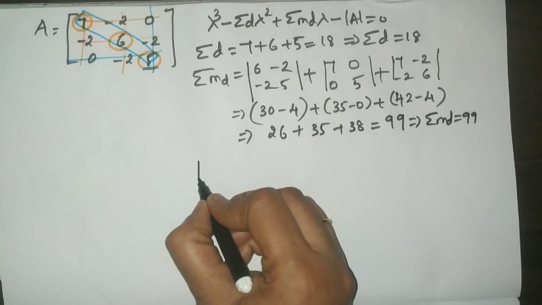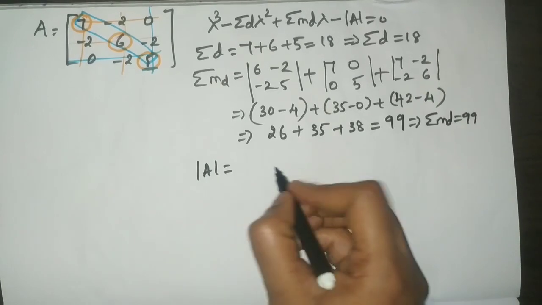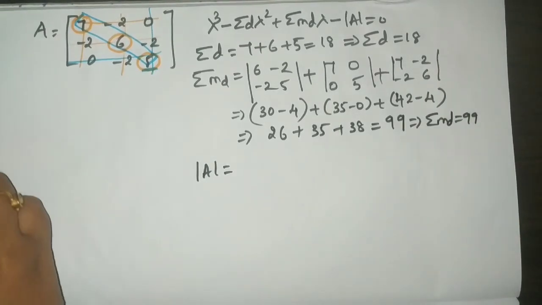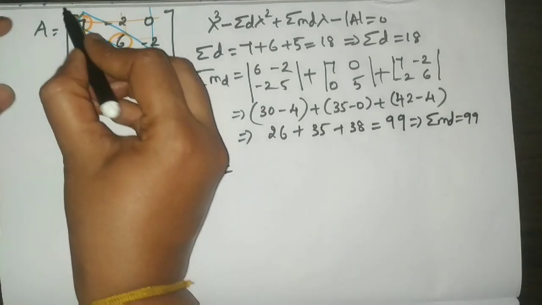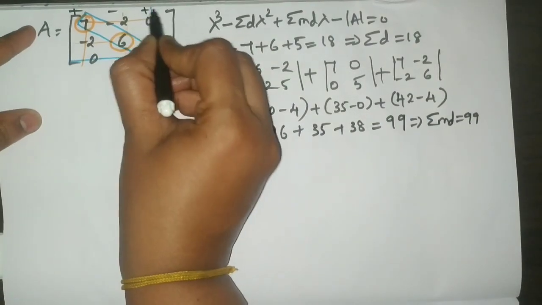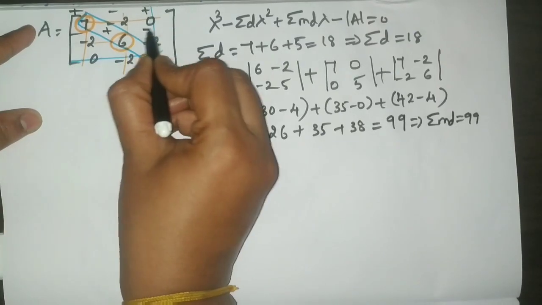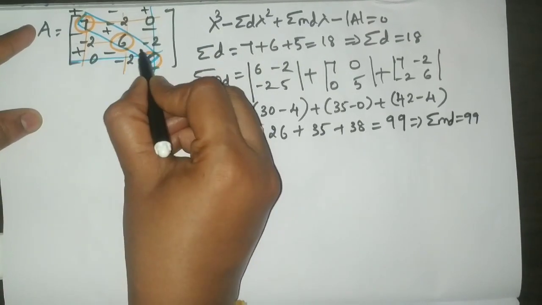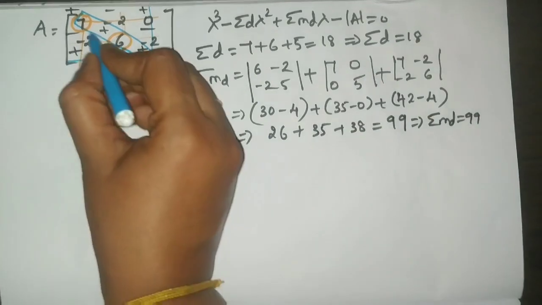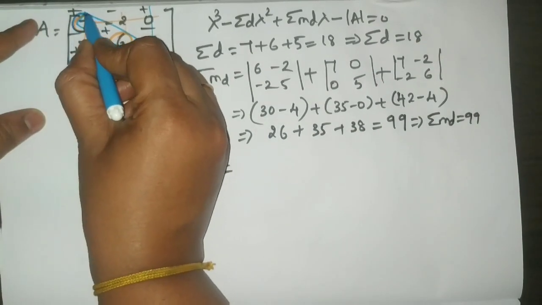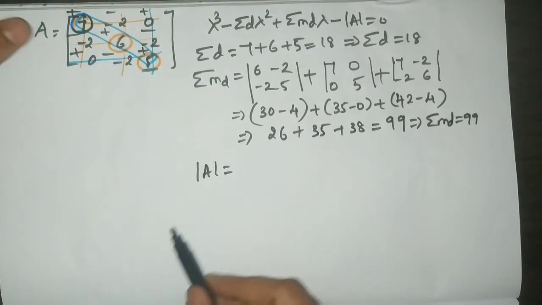So the last value we need to find is the determinant of A. How to find the determinant of A? Same matrix, you have to take the sign. So we have positive, negative, positive, negative, positive, negative, and positive, negative, and positive, right? So now I am going to take the first row, first element, that is 7.